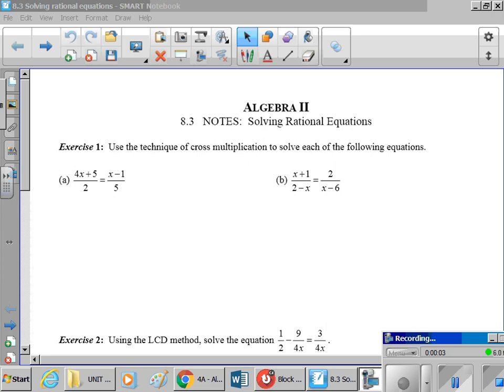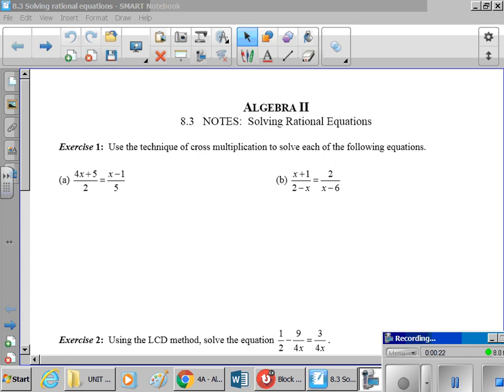Well, it just seemed like a few minutes I did 8.2. Oh, wait a minute. It was only a few minutes ago I did 8.2, but here we are at 8.3, solving rational equations. So again, let's not flip out by the word rational. It just means fractional. It means equations or expressions that can be represented as a fraction.